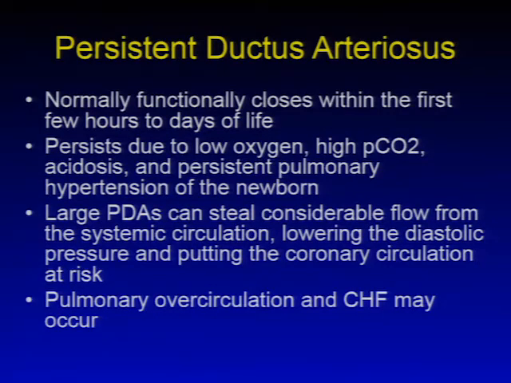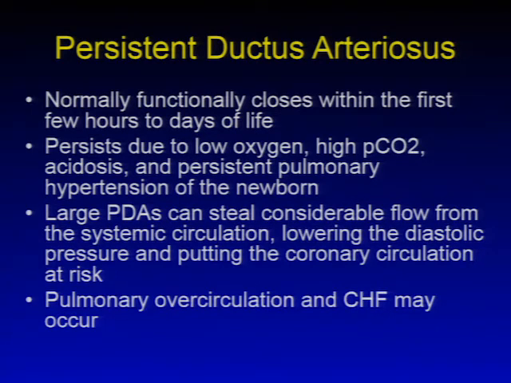In the fetus, blood flows, as we saw before in fetal circulation, from right to left to supply the body with oxygenated blood that returns from the placenta, and this occurs through the ductus arteriosus. After the child's born, the PVR falls and blood begins to flow from left to right through a persistent ductus arteriosus. Normally, the ductus arteriosus will close within the first few hours to days of life. However, a PDA can persist due to low oxygen or a high PCO2, acidosis, or persistent pulmonary hypertension of the newborn.